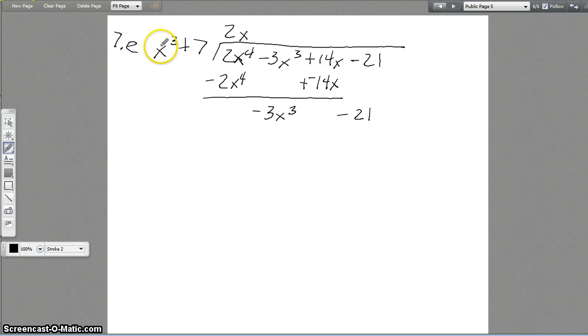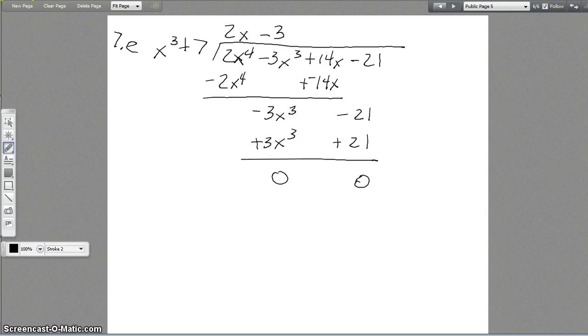What do we have to multiply x cubed by to get negative 3x cubed? Well, we need a negative 3 to make the coefficient work. And then x cubed just times 1 is x cubed. So we just need to multiply by a negative 3. Negative 3 times x cubed is negative 3x cubed. Negative 3 times a positive 7 is negative 21. We draw our line, we flip our signs, and when we add this together, we get 0 here, we get 0 there. That means that we're done. So our answer for 7E is just 2x minus 3.